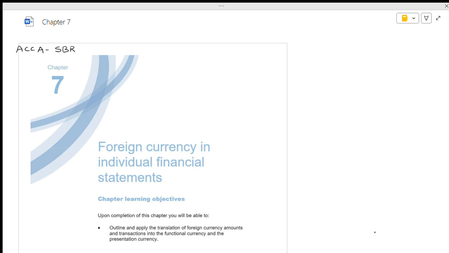Today we are going to discuss ACCA SBR: foreign currency in individual and financial transactions. This is the 14th in the series.